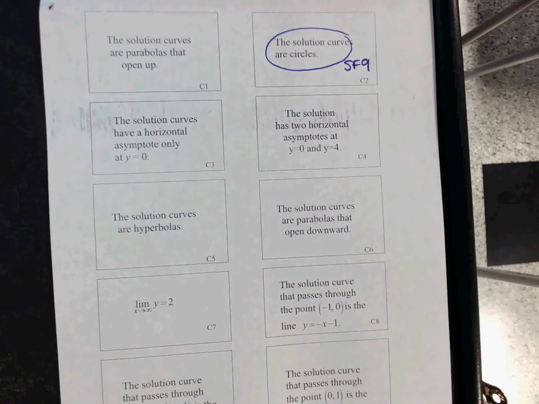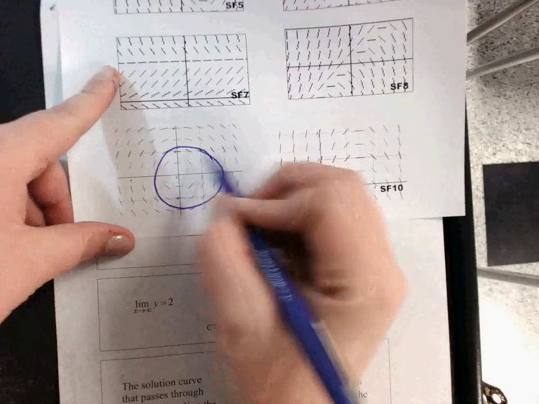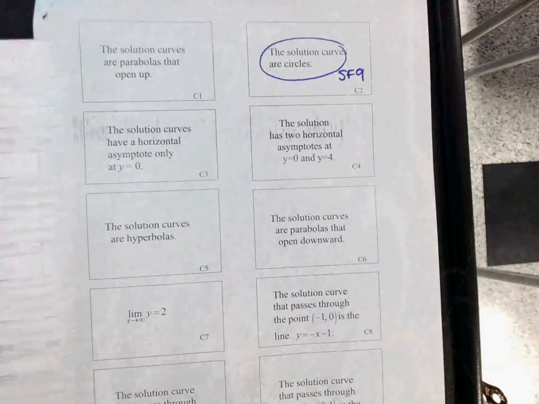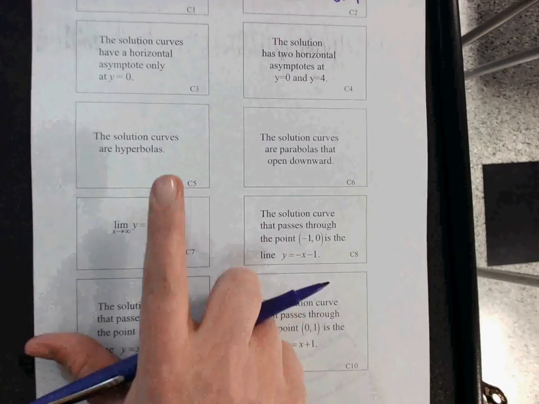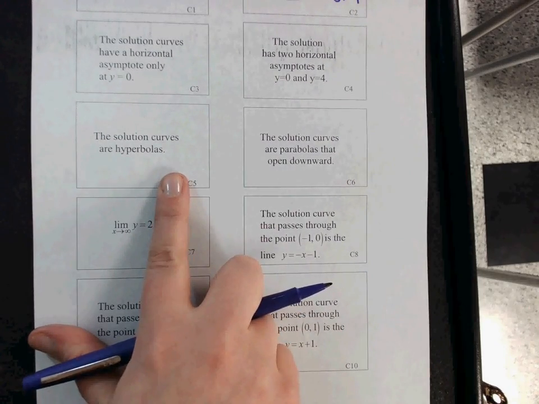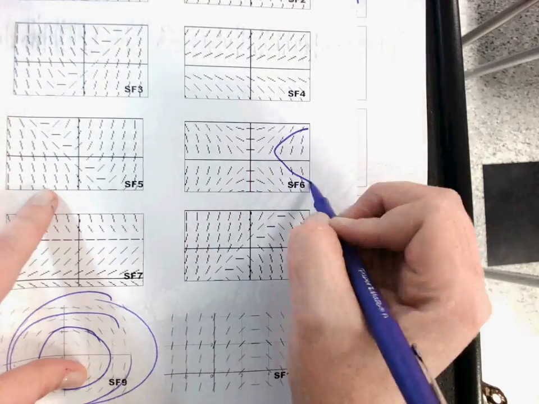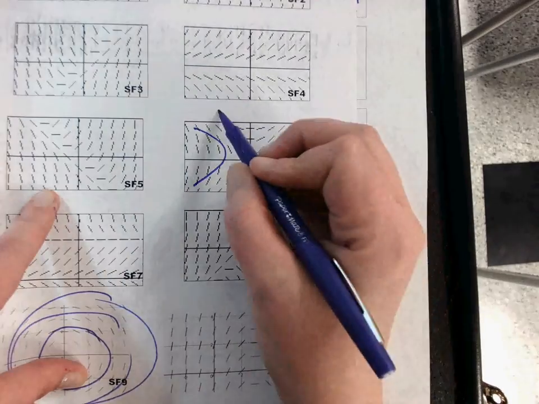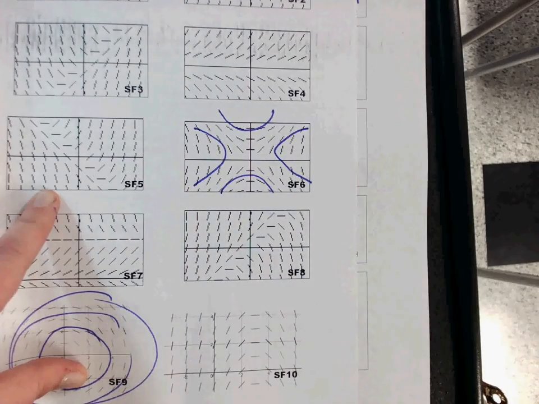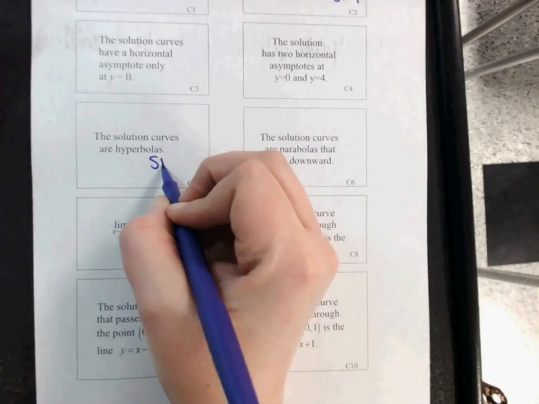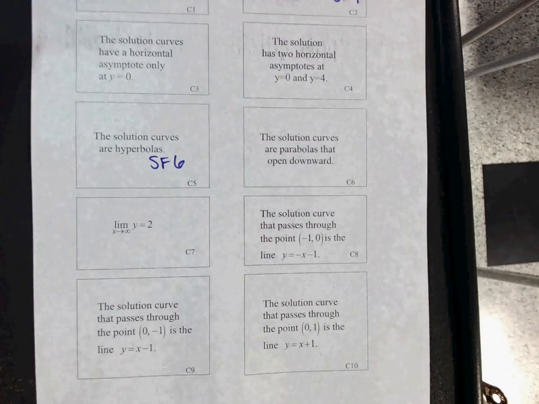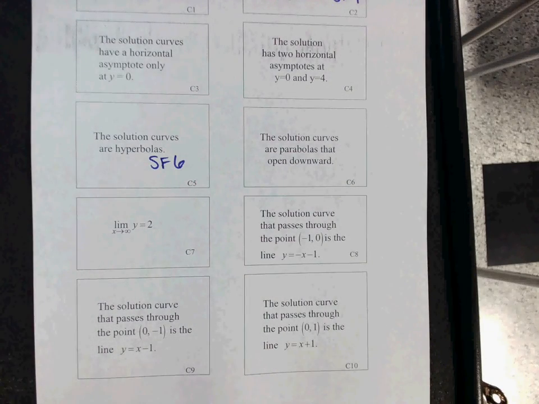Slope field 9, very good. So next to your whatever number had a slope field 9, it should have gone with C2. Because look on the picture, right? Slope field 9, bam, circles, circles, circles. Which ones are hyperbolas? 6, yes, look, because I do here and here, or here and here. You just kind of connect the dots to see the picture. So slope field 6 should have been your hyperbolas.